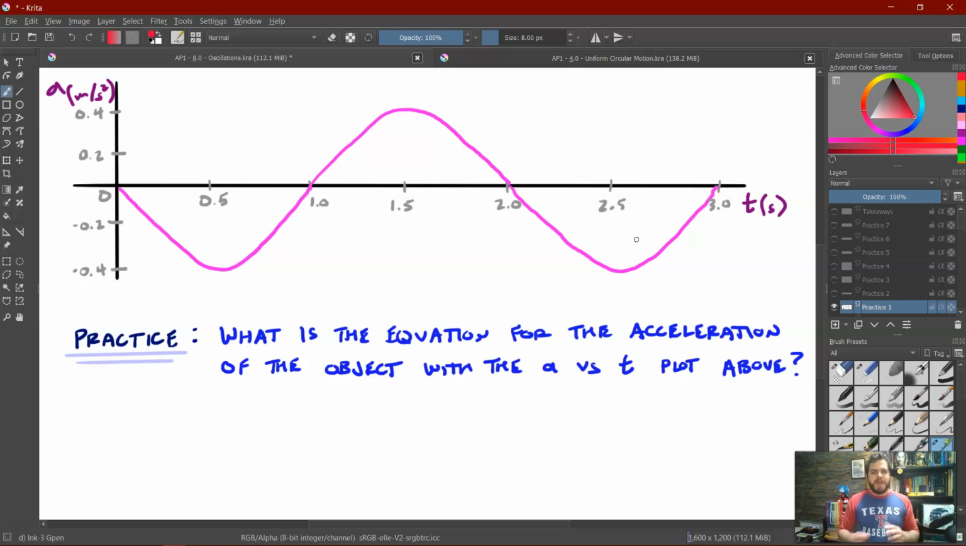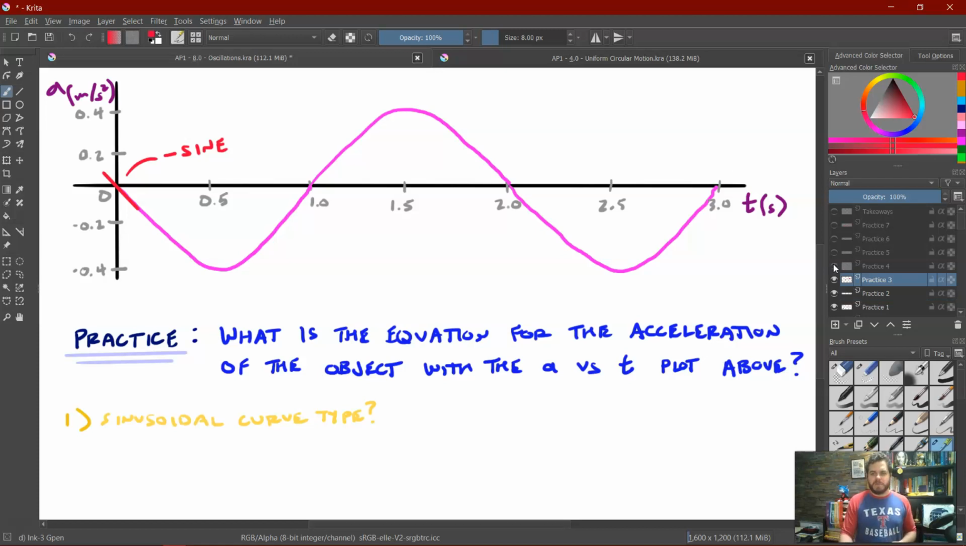Now, remember, even though this is an a versus t graph, it's going to have a similar form to an x versus t equation. They're going to still be sinusoidal. They're not identical, but they are going to be identical in form. So the first thing I need to do is identify what sort of sinusoidal graph this is. Is it a positive cosine, positive sine, negative sine? Okay, well the graph starts at 0, and additionally it starts with a negative slope, so that tells me this is in fact a negative sine graph.